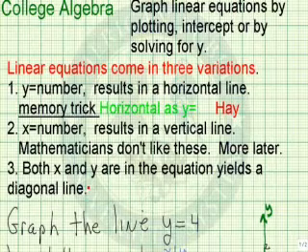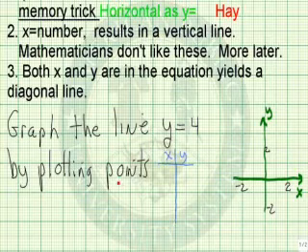Let's begin by graphing the line y equals 4. In order to do this, we're going to do it by plotting points. Now notice here y equals 4, so we can pick any value for x. Suppose x is 0, y is 4. Suppose x is 1, y is 4. Suppose x is 2, y is 4. Suppose x is negative 1, y is 4.